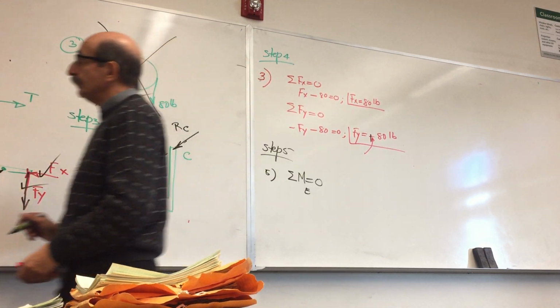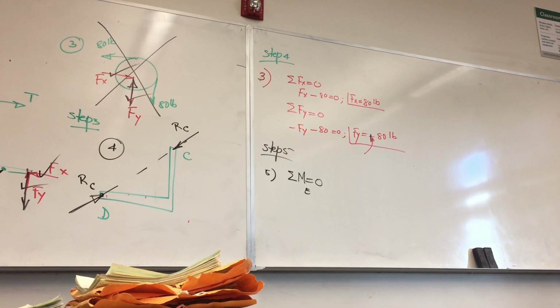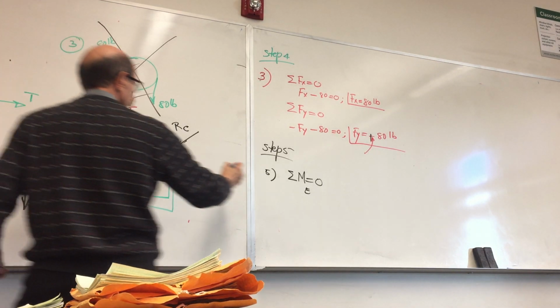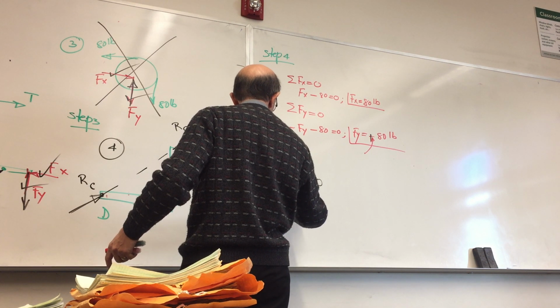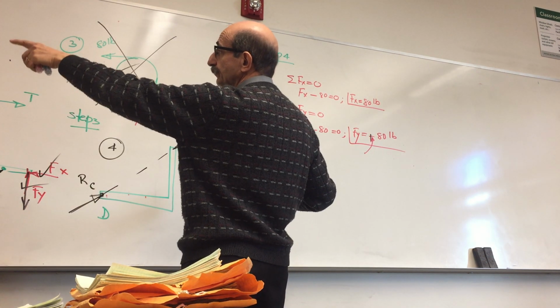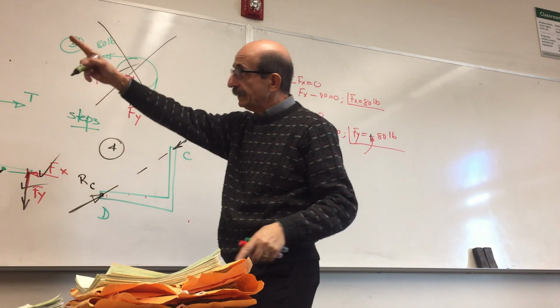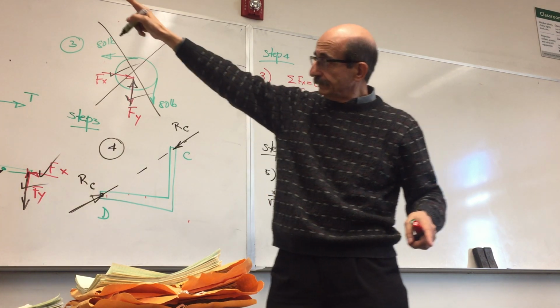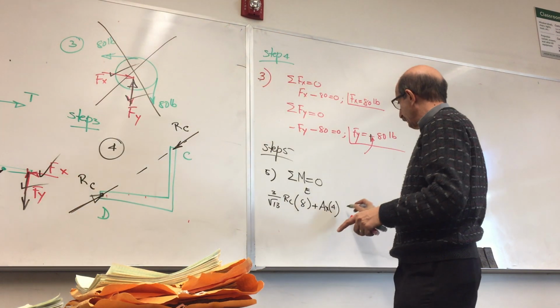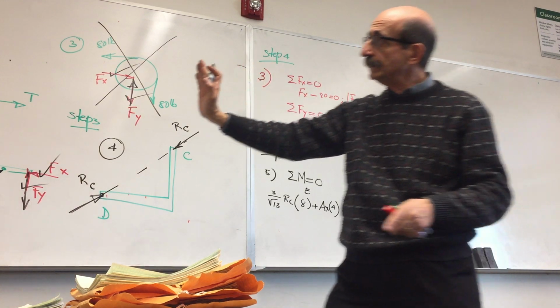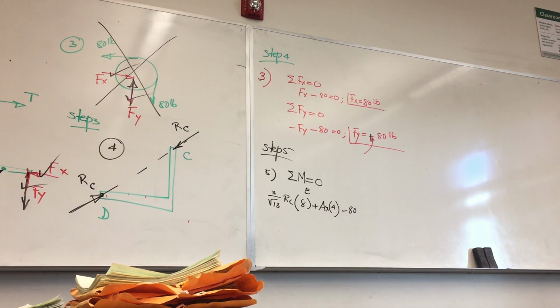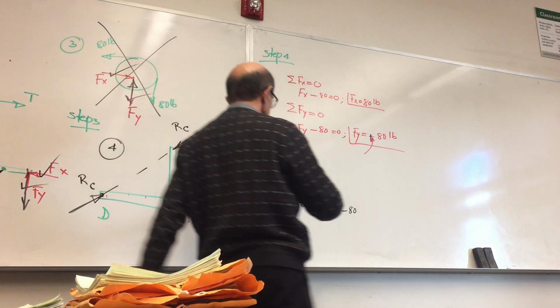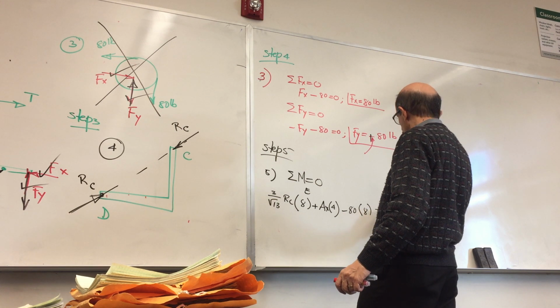okay, I end up with what? I end up with, this doesn't generate a moment. It's only this one and this one. So if I take summation of moments here, they're going to be both counterclockwise. So I have 3 over square root 13 RC times the distance of 8x, also positive, so 8x times 4, and the 80 pounds is negative and generates a moment of 80, and this distance is 6 plus 2, so it would be 8. And that's it, is equal to 0.